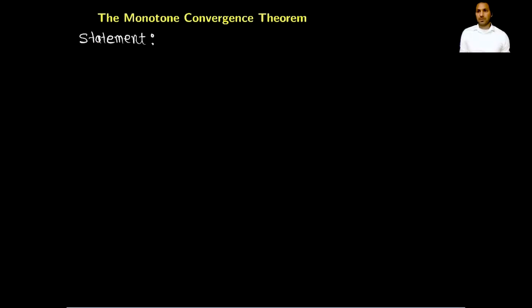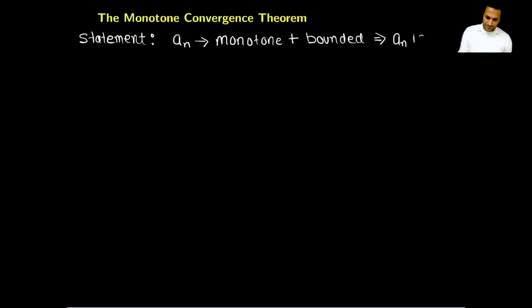The statement of the monotone convergence theorem is: if a sequence an is monotone, that means that it is either increasing or decreasing, and this sequence is also bounded, meaning it is bounded above as well as bounded below, then this implies that the sequence an is convergent. CGT is the short form of writing convergent.